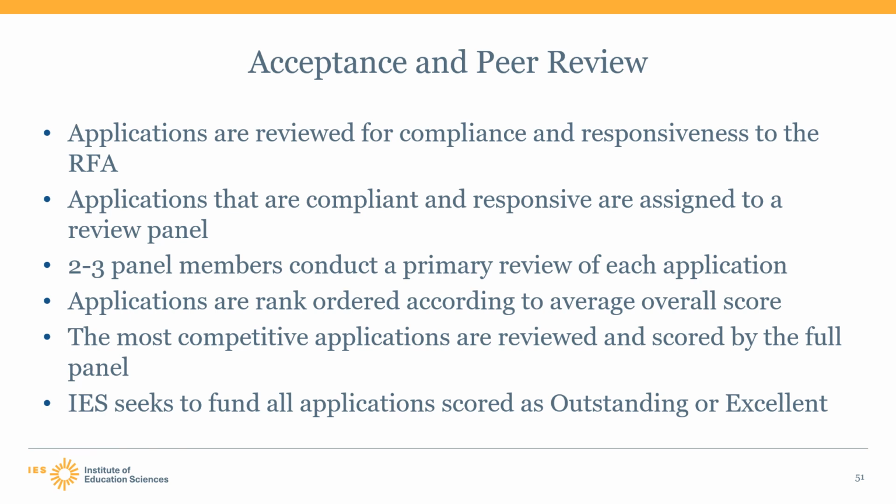Applications are first reviewed for compliance and responsiveness to the requirements set out in the request for applications. Applications that are compliant and responsive are assigned to a review panel. 2 or 3 panel members conduct a primary review of each application. The most competitive applications are reviewed by the full panel. As a result, applicants whose applications were triaged, which are not reviewed by the full panel, receive the review comments from the primary reviewers but no scores.